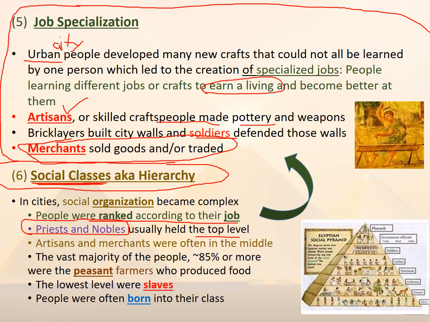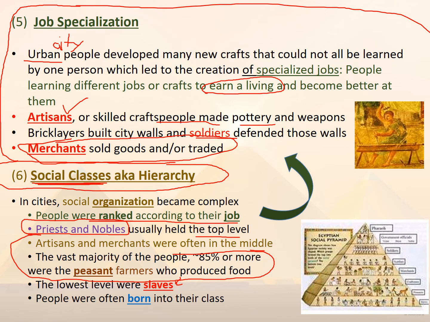You had artisans and merchants who are often in the middle. And then most people are peasant farmers or, unfortunately, slaves. Slavery was very common in these ancient civilizations. Very, very common. Slaves could be sold, bought, everything you know that's horrible about slavery. But oftentimes in these ancient civilizations, people could work their way out of slavery as well, which was unusual for later forms of slavery that you might have more knowledge of.